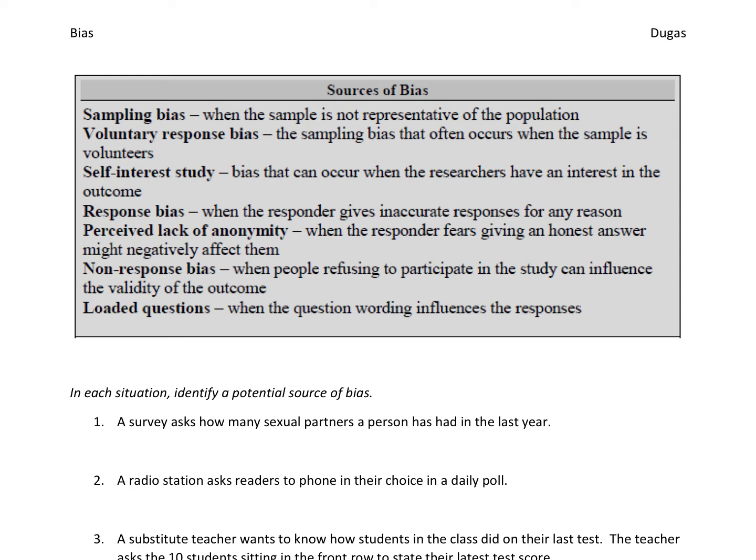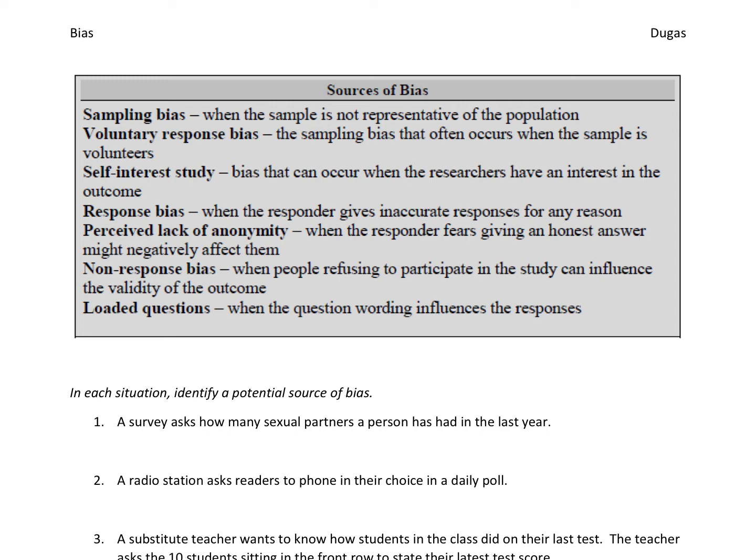For example, if your population is 50% female and 50% male, and then you take a sample and your entire sample is female, well, that sample is probably not going to represent your population because it's only the females.